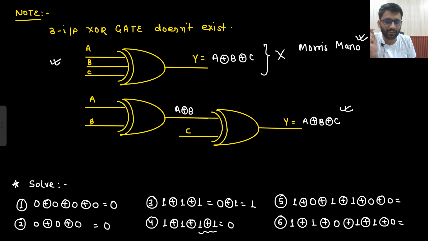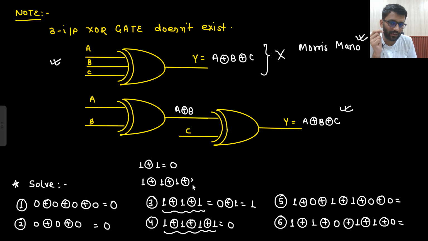But did you notice one thing here? When there are an odd number of ones, the answer is 1. And when there are an even number of ones, the answer is 0. 1 XOR 1 will be 0. But if I do 1 XOR 1 XOR 1 XOR 1 XOR 1, then 1 XOR 1 will be 0, and then again 1 XOR 1 would also be 0, and then again XOR 1. So 0 XOR 0 will be 0, and 0 XOR 1 will be 1 only.